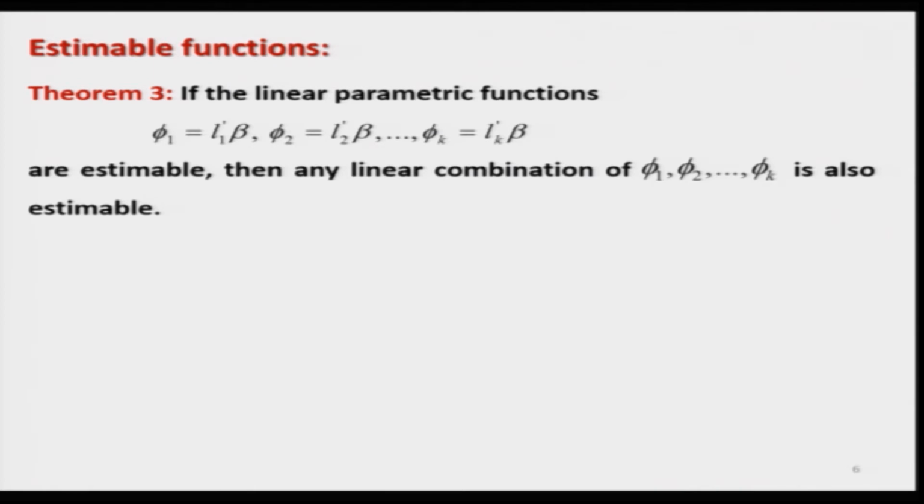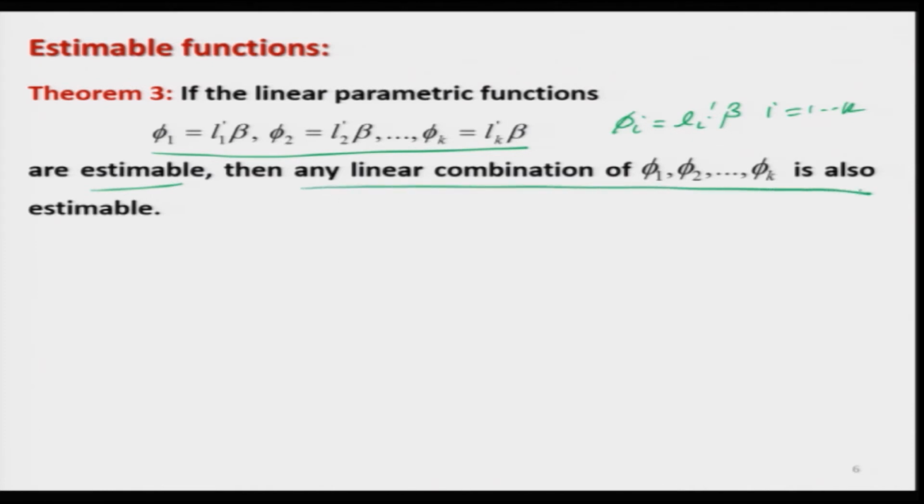So, suppose we have k linear parametric functions indicated by phi 1, phi 2, phi k, and phi i is given by l i prime beta, where i goes from 1 to k. In case I assume that all these phi 1, phi 2, phi k are estimable, then any linear combination of phi 1, phi 2, phi k will also be estimable.